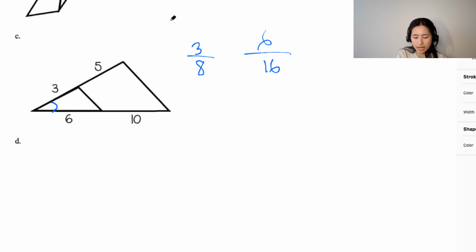So 3 divided by 8 and 6 divided by 16. 3 divided by 8 is equal to 0.375, or just 3 over 8. And then 6 divided by 16 is actually equal to 3 over 8. So yes, they're actually proportional. So you can say yes, it's proportional based on side, angle, side.